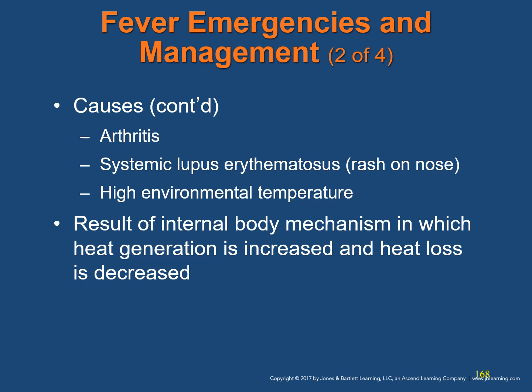Arthritis. Symptoms: systemic lupus, erythematous rash across the nose, high environmental temperature. Fever is a result of an internal body mechanism in which heat generation is increased and heat loss is decreased.